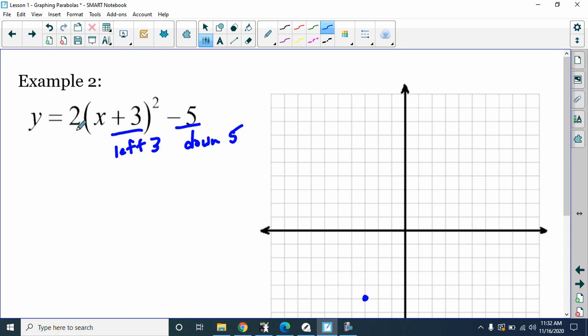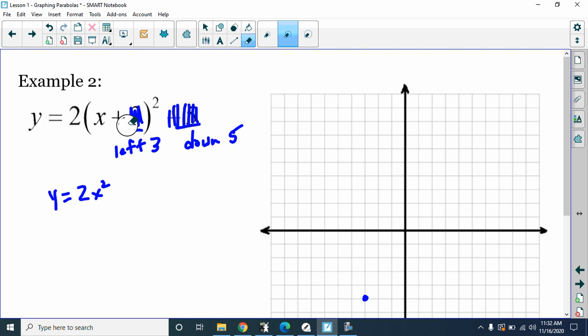We can't just say it's up 2 over 1 because that's going to be a v. That's not going to give me a parabola. In a parabola, the sides of the vertex are not straight lines. So instead, what we do is we take out the translation. If I take out the left 3 and I take out the down 5, I'm left with y equals 2x squared. That is called the parent function. The graphs of these two should be exactly the same, but this one is translated left 3, down 5.